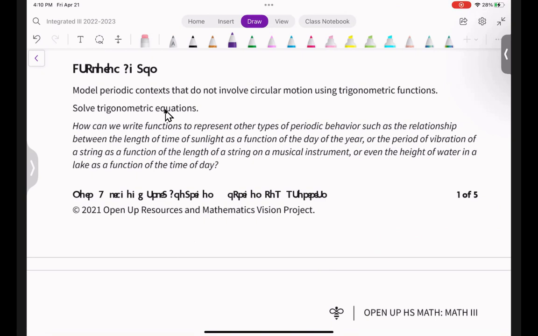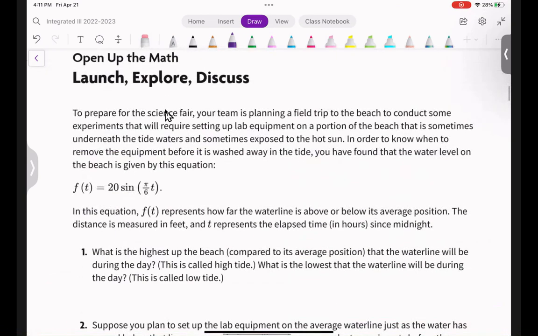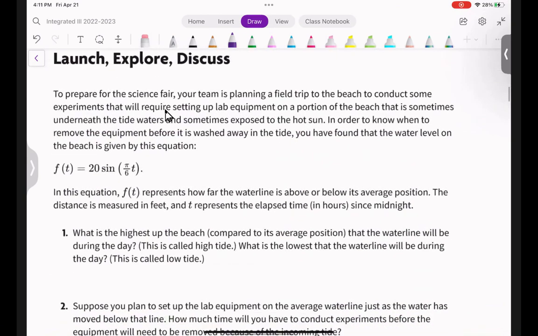So the idea of a period just means for a certain amount of time it goes and then it repeats itself again. And that's exactly what you see with any of these contexts that they gave you. All right, so today, to prepare for the science fair, your team is planning a field trip to the beach to conduct some experiments that will require setting up lab equipment on a portion of the beach that is sometimes underneath the tide waters and sometimes exposed to the hot sun.